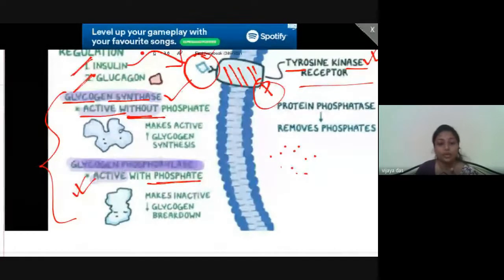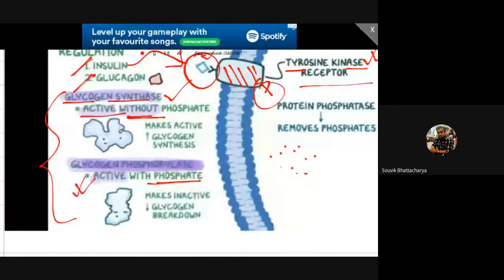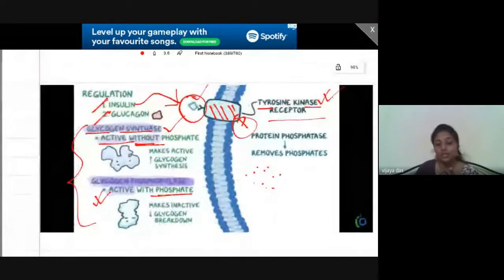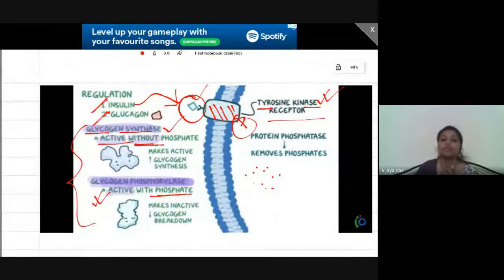So what do you know happens when insulin is there? Which process will take place? Will glycogen be formed or broken down? Synthesis. Yes, glycogenesis or glycogen synthesis. So glycogen synthesis occurs because the insulin is helping to remove the phosphate and making this enzyme active.